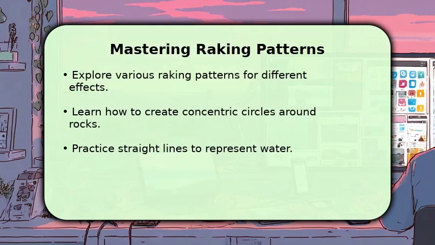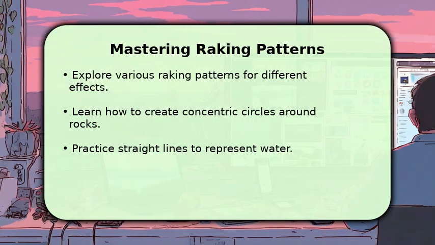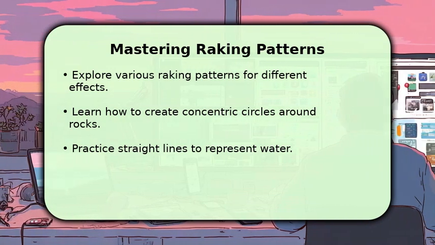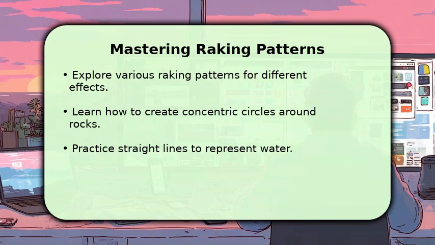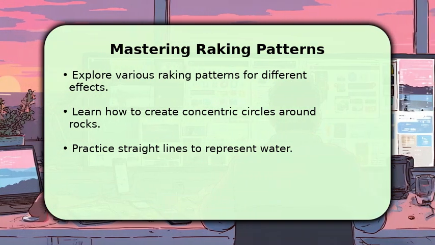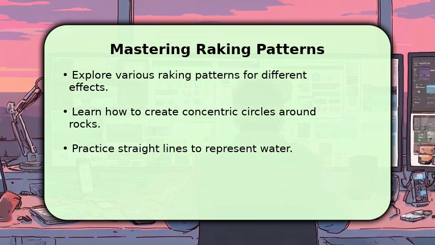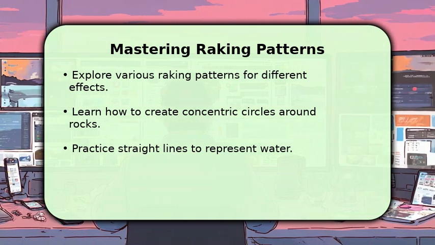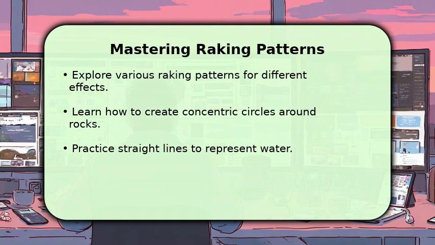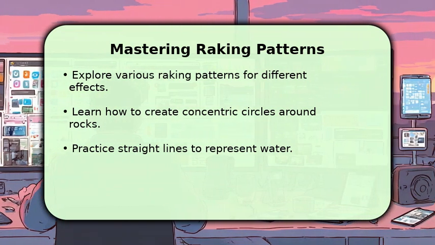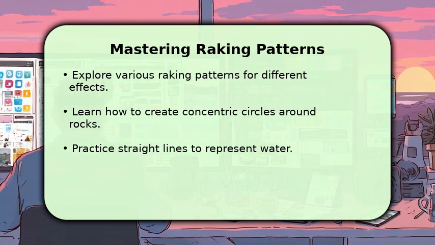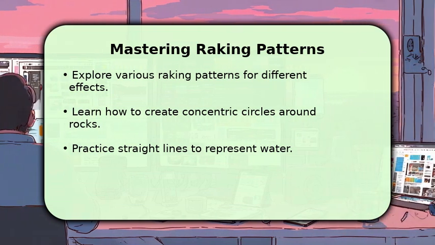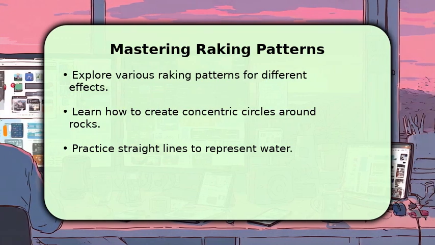Next, we'll master the art of raking patterns. You can create various designs, each with its own meaning. For instance, concentric circles around rocks often symbolize ripples in water, representing energy and movement. Straight, parallel lines can depict calm, flowing water or ocean waves. Using your rake, gently draw these patterns, focusing on smooth, deliberate movements. This practice enhances concentration and brings a sense of order to your miniature landscape.